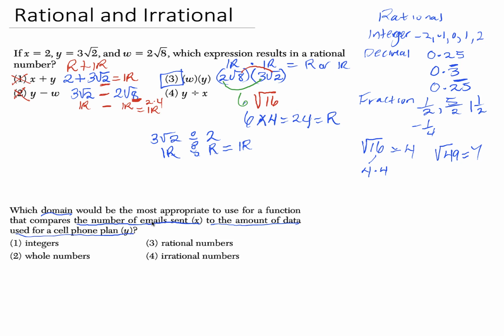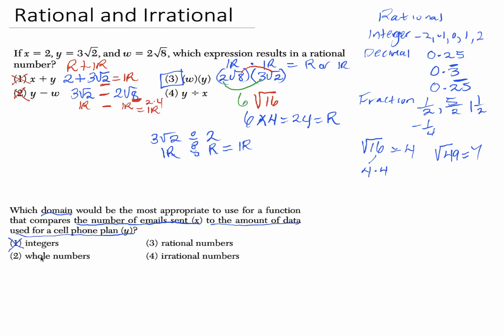They said the number of emails being sent, and you're comparing it to the amount of data used for a cell phone. Do you think that the domain would be integers? No. And the reason I say no is because integers are positive whole numbers and they're negatives. You cannot have a negative amount of emails. You could delete emails, but that doesn't make it negative. So you get where I'm going. That's why it's not an integer, because when you think about integers, you have the positives and the negatives, and no one has a negative amount of emails. That does not exist.